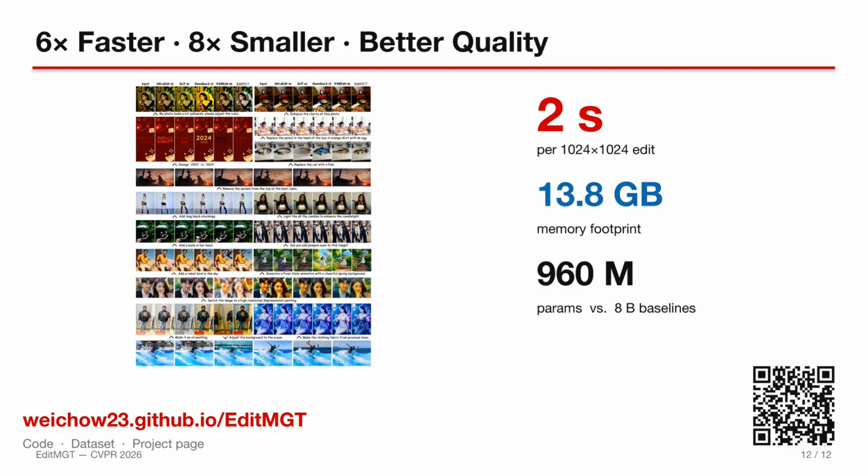And we do this 6 times faster than comparable methods, about 2 seconds per 1024 by 1024 edit, with just 13.8 gigabytes of memory. Qualitatively, EditMGT understands instructions like "looks a bit yellowish," the way a human would.